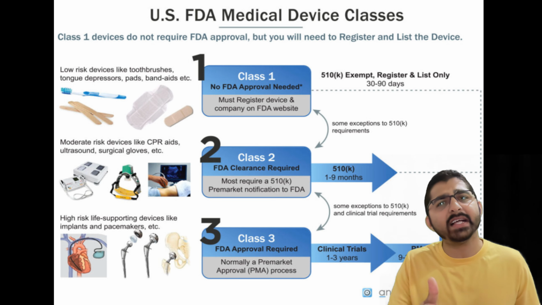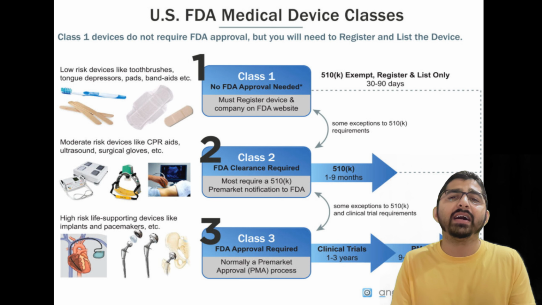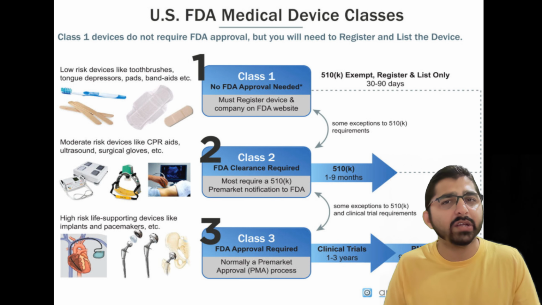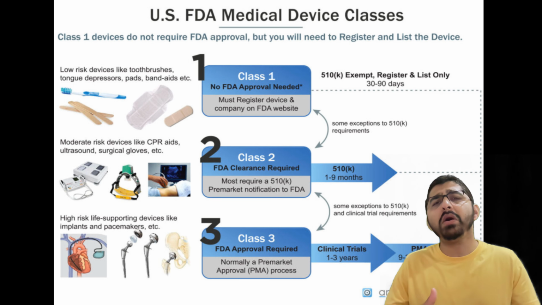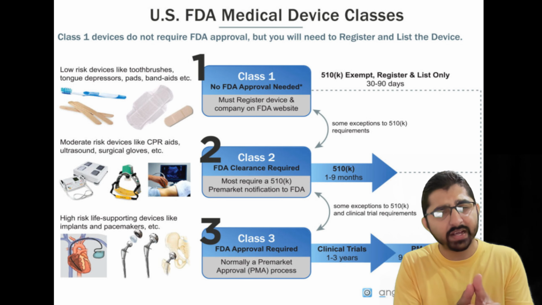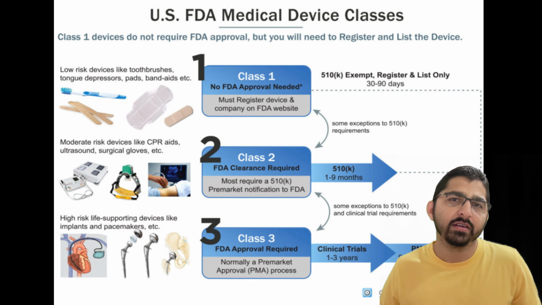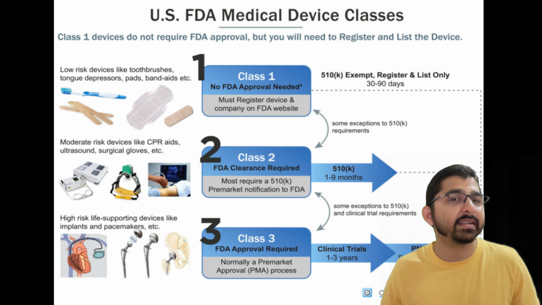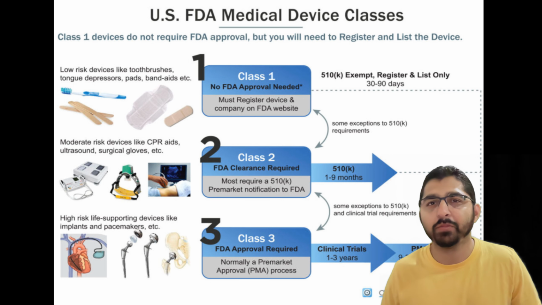Whereas Class 2, which is moderate risk, carries a higher risk and may require 510(k) pre-market notification to show that the device is as safe and effective as a similar device which is already on the market. Examples are infusion pumps and diagnostic imaging equipment.